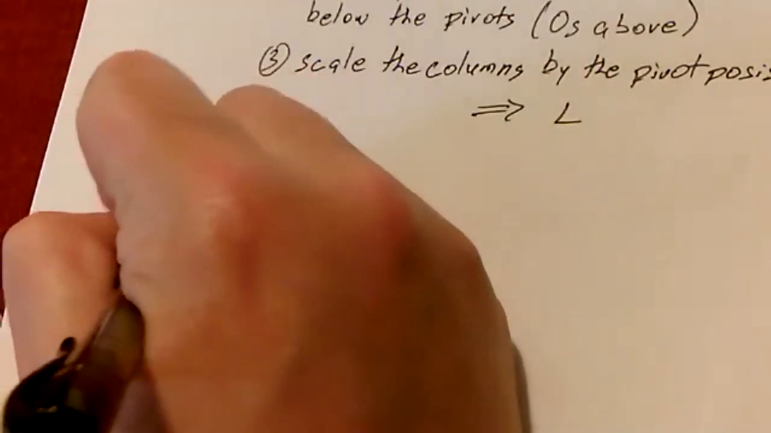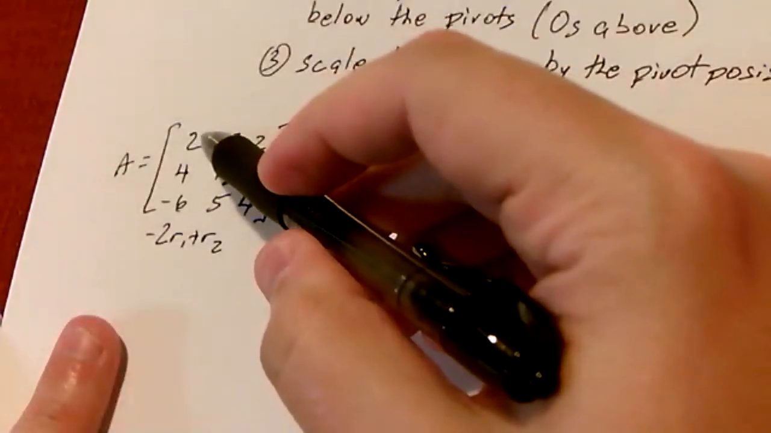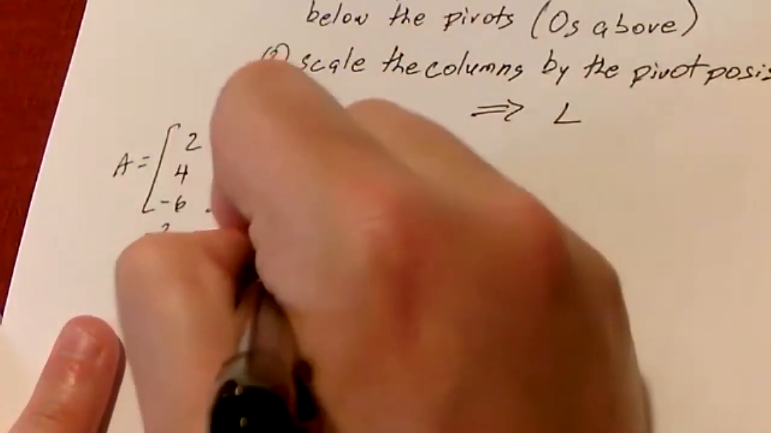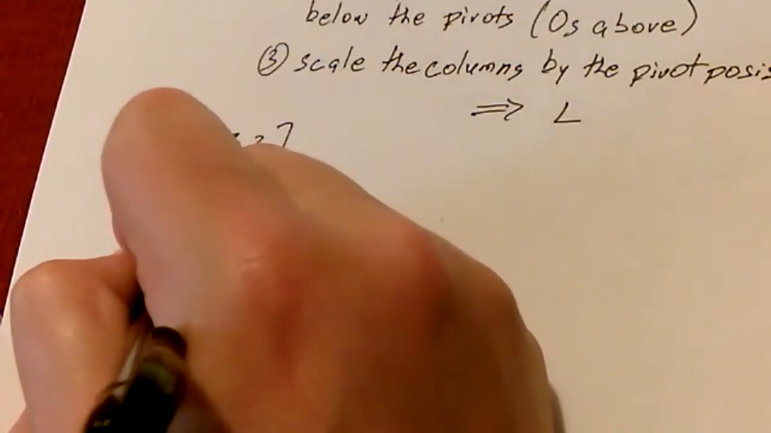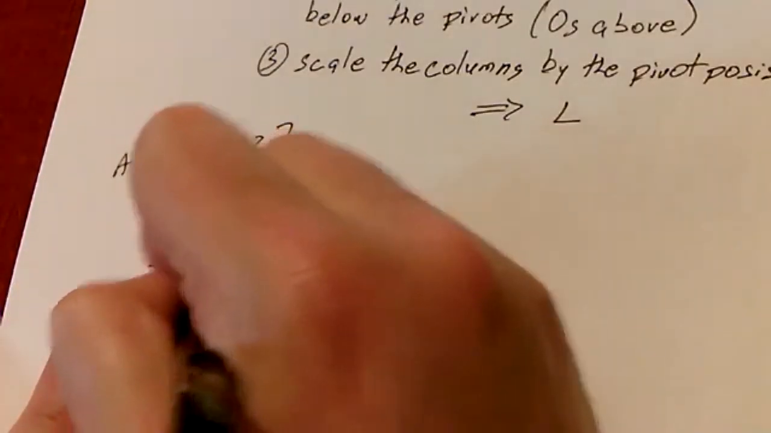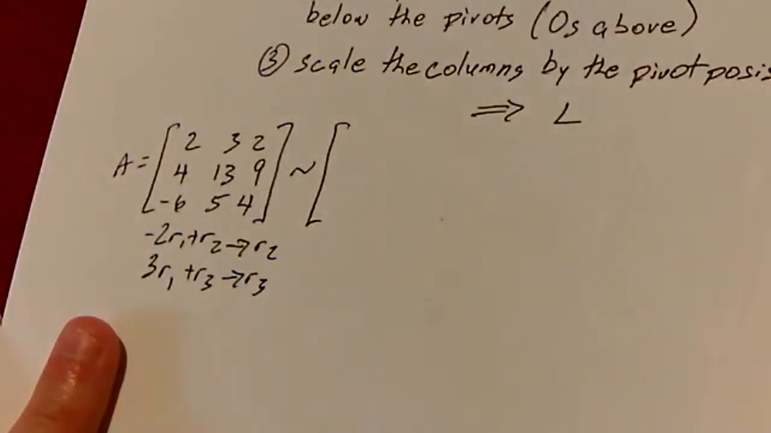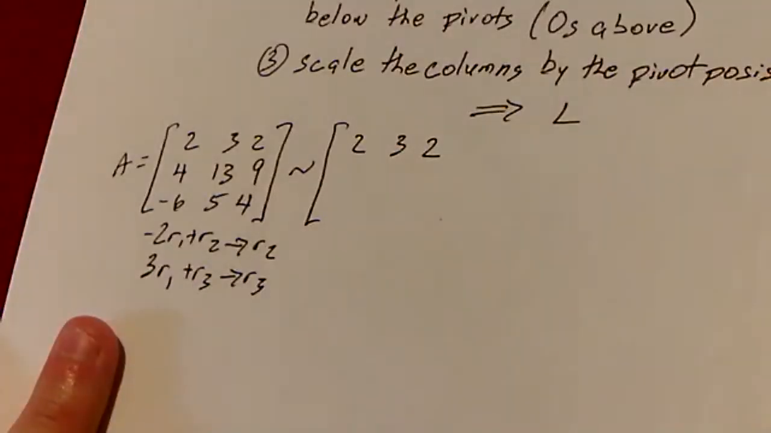So I need -2 copies of row 1 plus row 2. Why? Because -2 times 2 will be -4, and -4 and 4 will make 0. Same thing in the third row. So 3 copies of row 1 plus row 3 will replace row 3. First row is unchanged. Remember, I said that the first row would be unchanged in U, because we're only doing row operations below it.